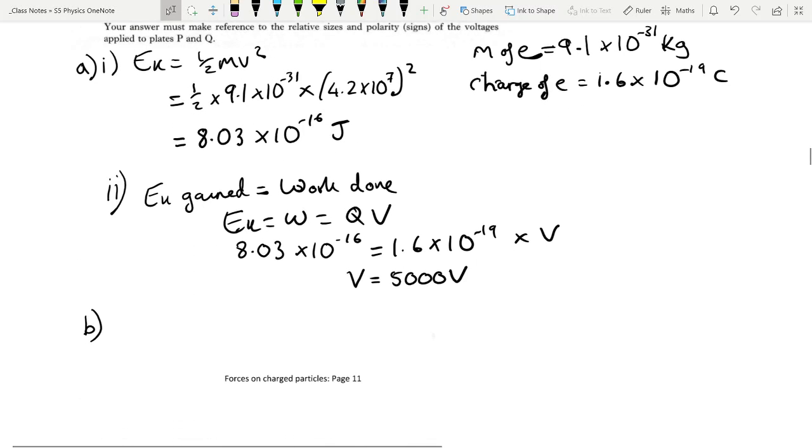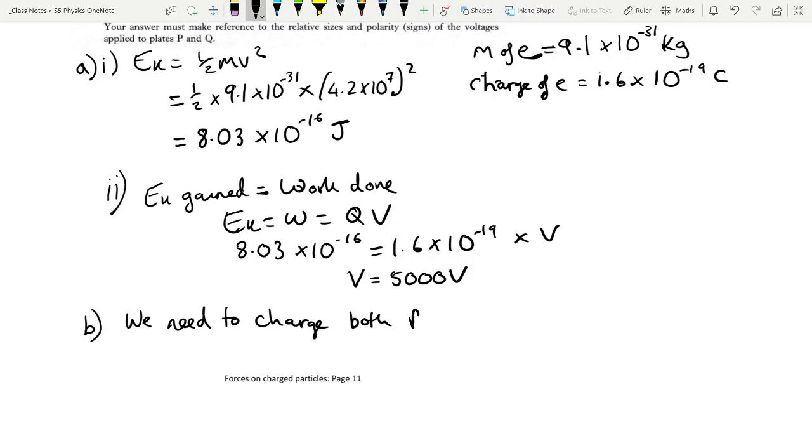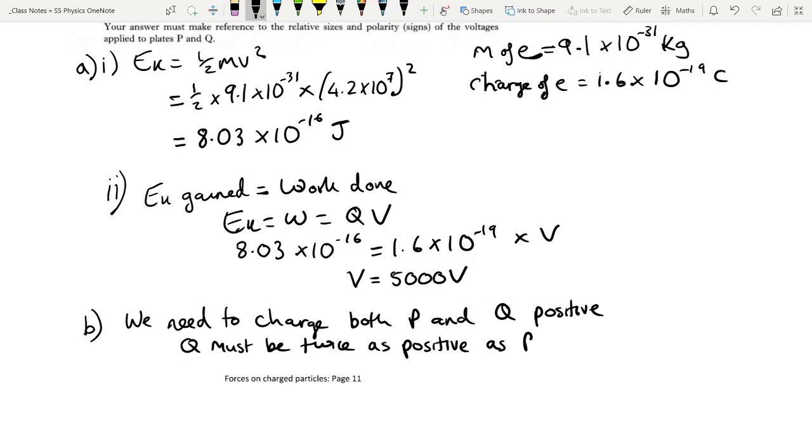So we need to charge both P and Q positive. Q must be twice as positive as P. That's what it means by relative sizes. It means that Q's double P, basically. So up 1, P is 1, and then along 2, Q is 2.